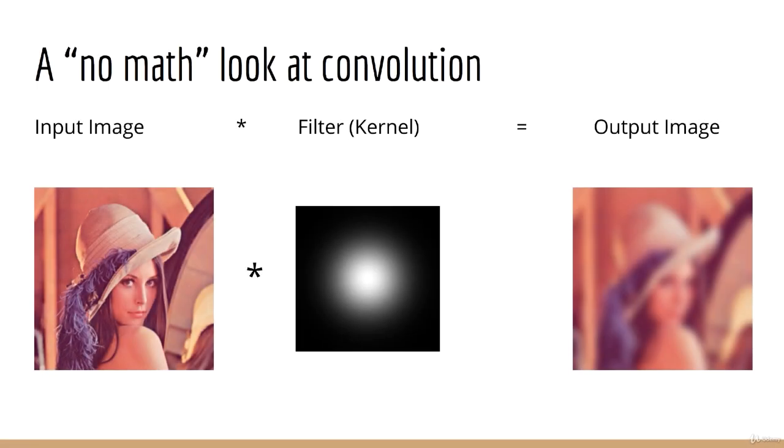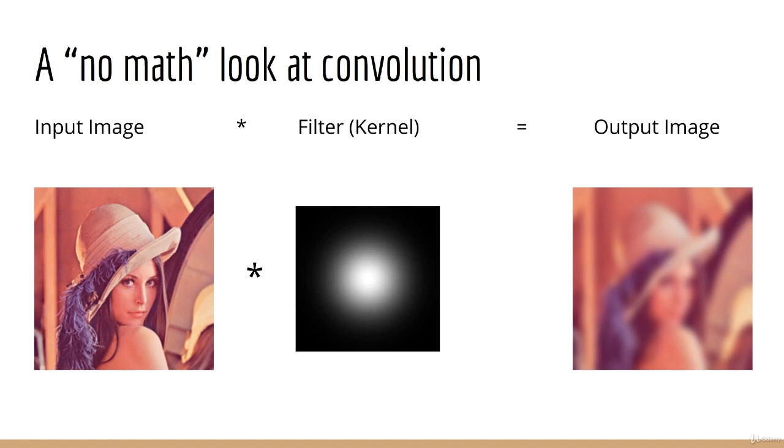So let's start by not doing any math. Let's just look at convolution qualitatively. With convolution, there are three objects you want to pay attention to. First is the input image. Second, there's the filter. Note that another name for the filter is the kernel, so we're going to use those two terms interchangeably. Finally, there's the output image.